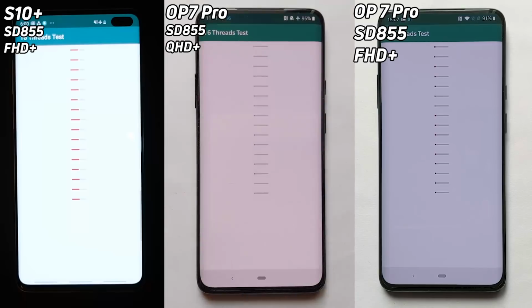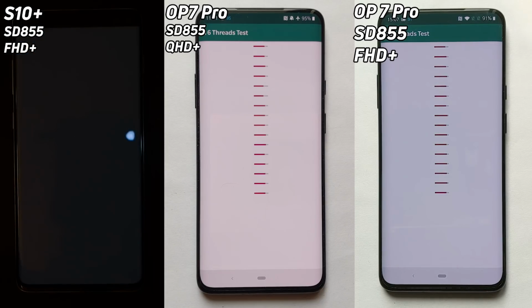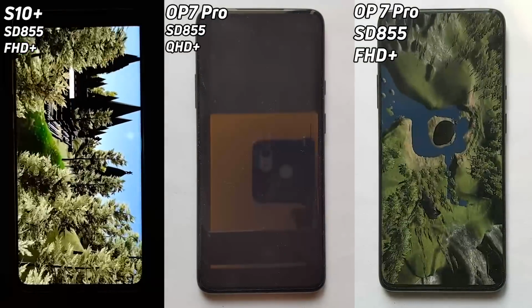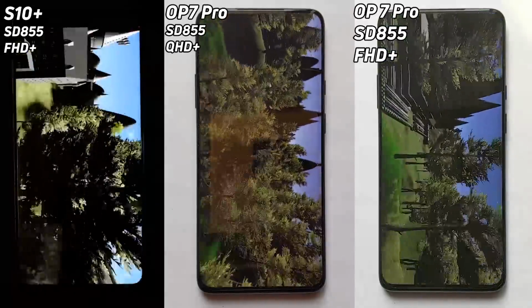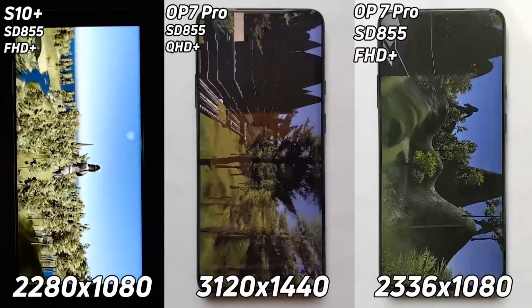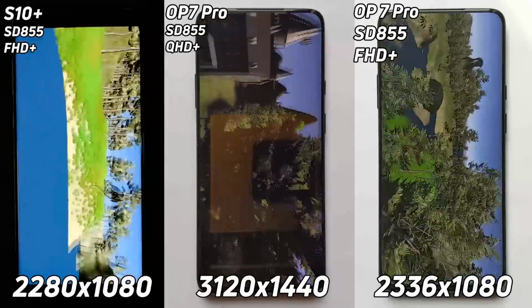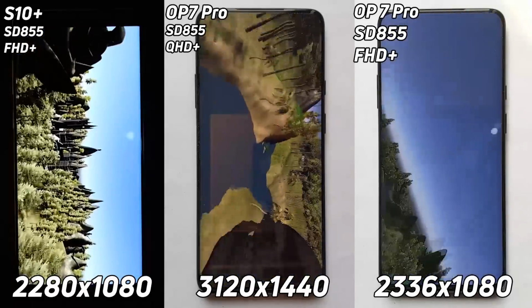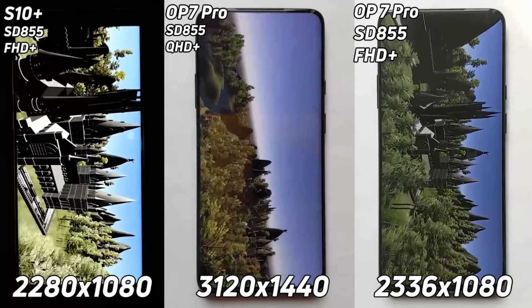We have to remember that the device in the middle is pushing many more pixels than the other two devices, and we're into the thread test, and I think the S10 Plus is going to get into the Unity test first. It has done so, and here we go, and we've seen this before. Obviously the Snapdragon 855 with the nice Adreno GPU unit there is very smooth, and the other two devices looking pretty smooth here. But as I said, remember the OnePlus 7 Pro there in the middle is running at Quad HD Plus. That gives it a screen resolution of 3120 by 1440 compared to 2336 by 1080 for the full HD one.